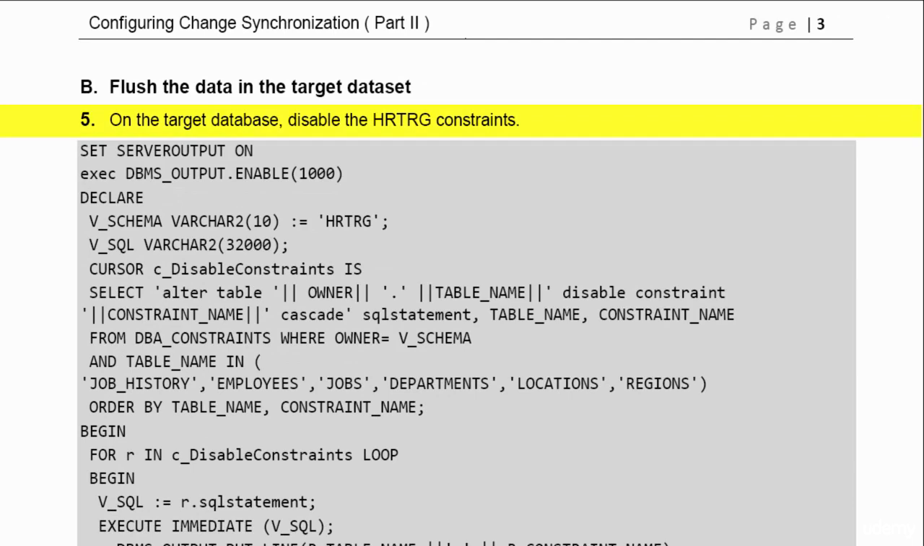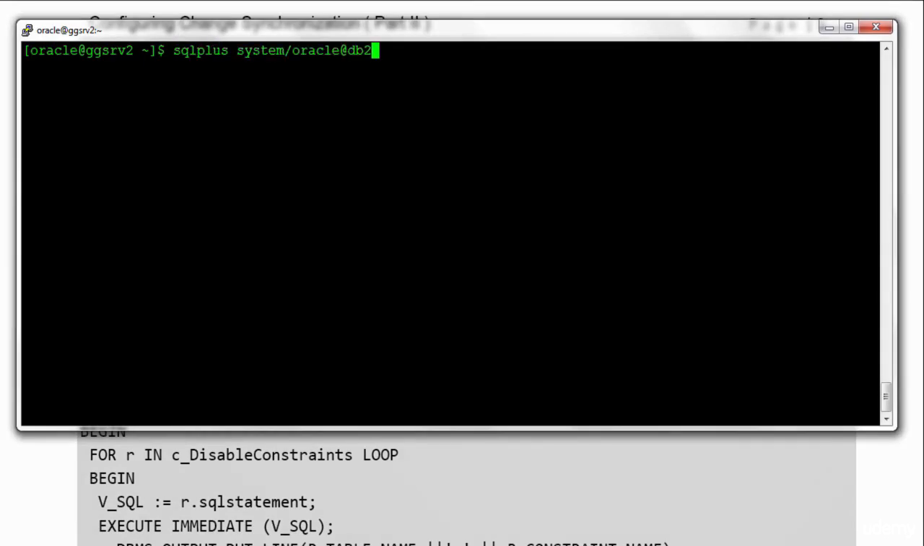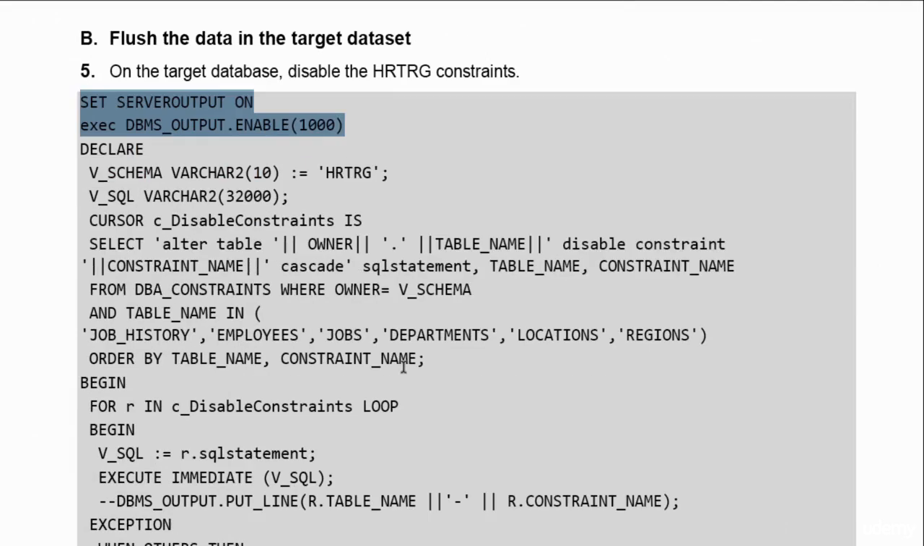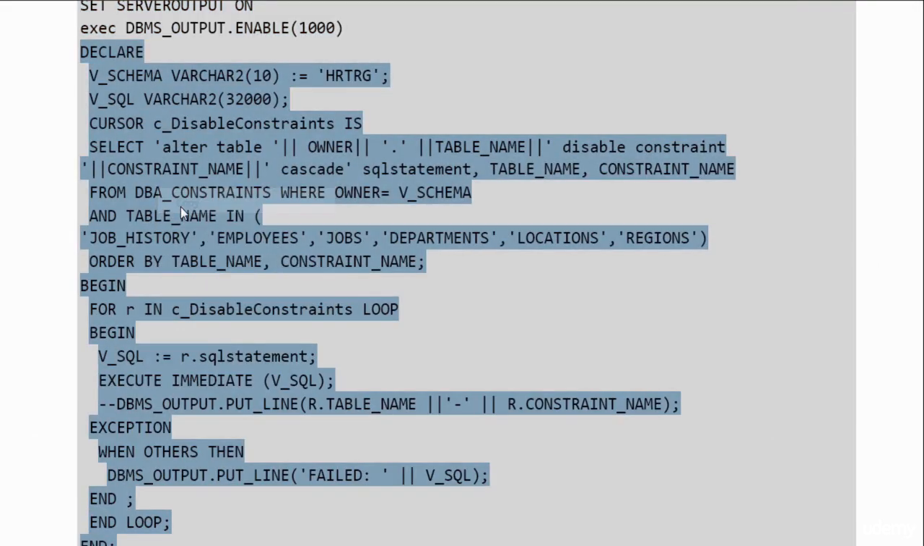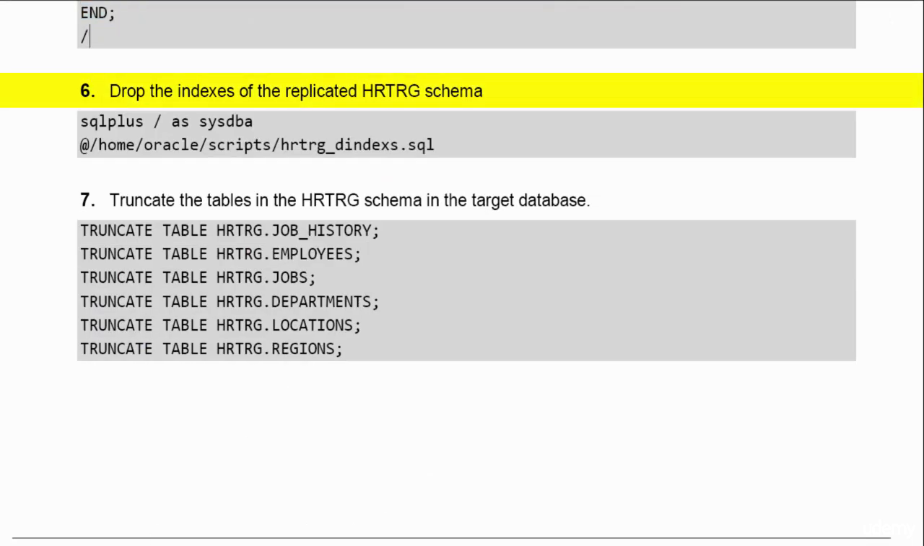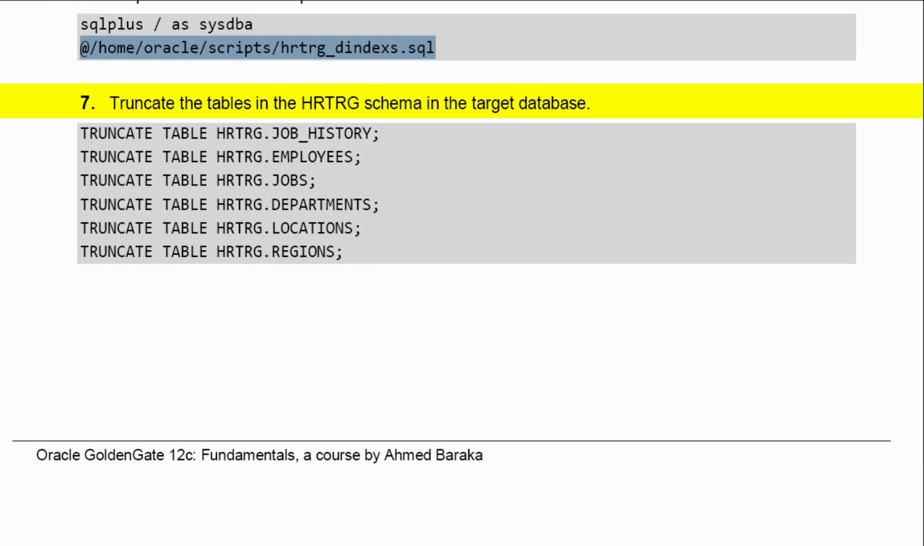On the target database, disable the HR-TRG constraints. Drop the indexes in the replicated tables in the HR-TRG schema. Truncate the tables in the HR-TRG schema.